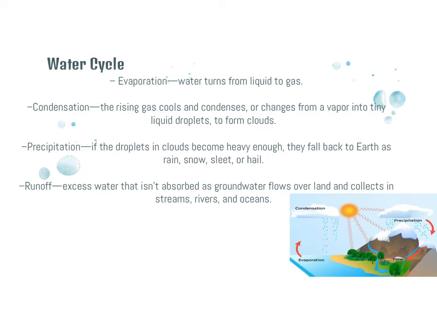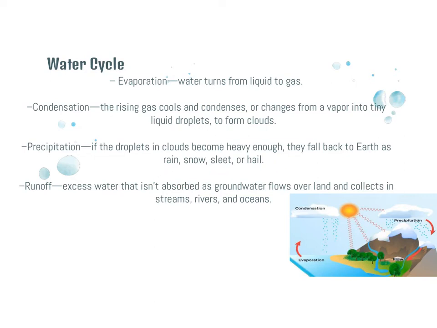Now after that, the condensation process will start, where the rising gas or water vapor will cool down and condense. And then the water vapor will change into tiny liquid droplets to form what we call the clouds. Now later, if the formed water droplets are heavy enough, they will precipitate, or fall back to the earth as rain, snow, sleet, or hail.